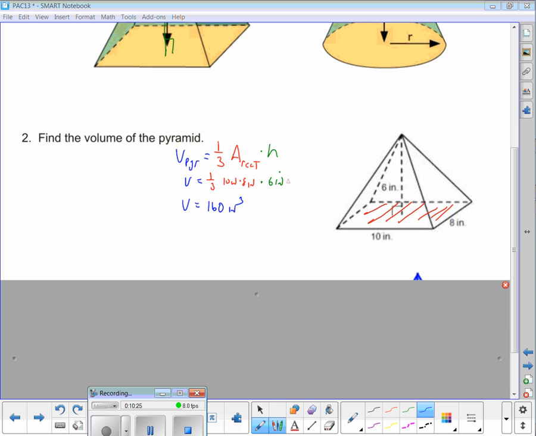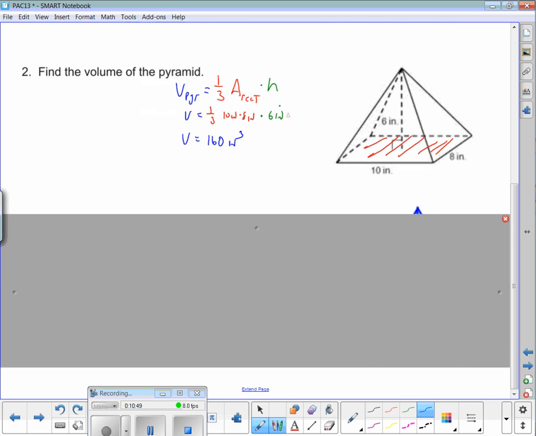If they give you extra numbers, you got to disregard them. Just don't worry about it. Know what numbers you need. What numbers did I need for the area of my base? I needed the 10 and the 8. What was the height of my pyramid? 6 inches. Don't forget the third. Hey, if it comes to a point, it's a third for the volume. Third area of the base times the height. Let's look at the next one.